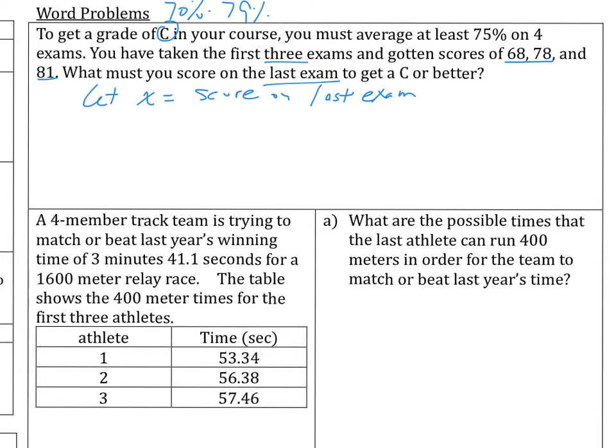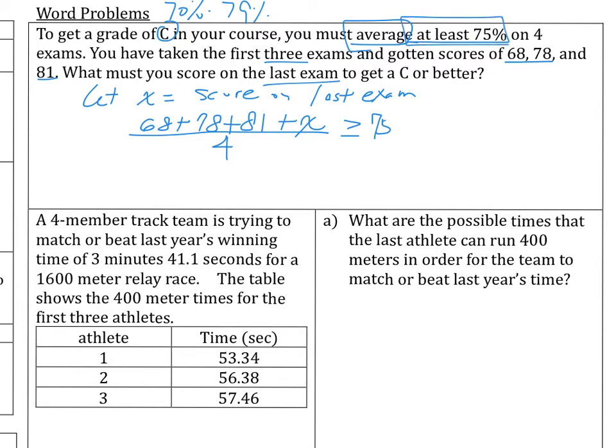And now we need to set up your inequality. So you can write 68 plus 78 plus 81 plus x. Since there are 4 scores, we need to divide by 4 because we're taking the average. And then we need to let that be greater than or equal to 75 because it needs to be at least. You need to make at least a 75. And 68 plus 78 plus 81 gives you 227.